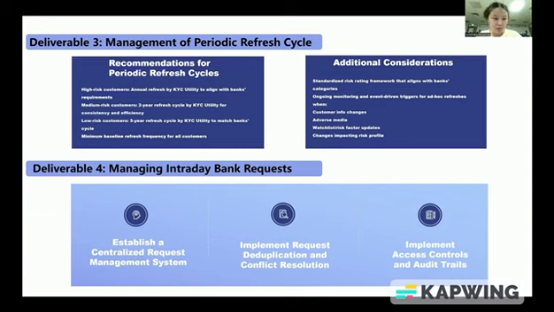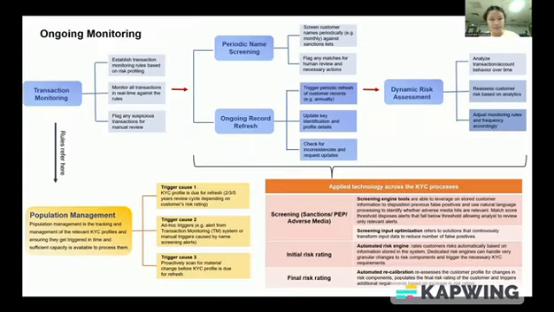The next deliverable will be how we manage intraday bank requests. Here we will establish 3 systems. First will be establish a centralized request management system, and second is implement request duplication and conflict resolution. And the next will be implement access control and audit trails.